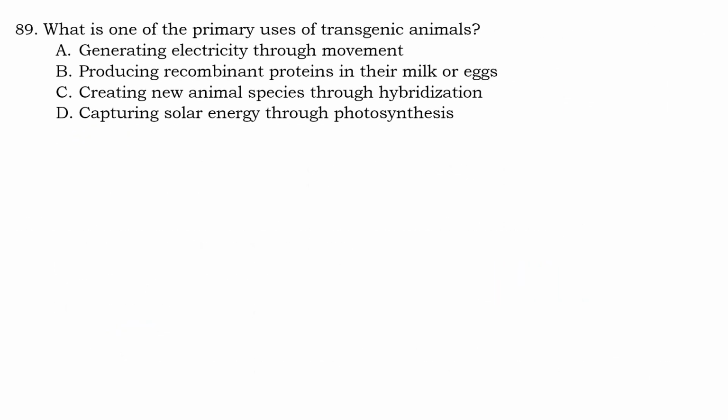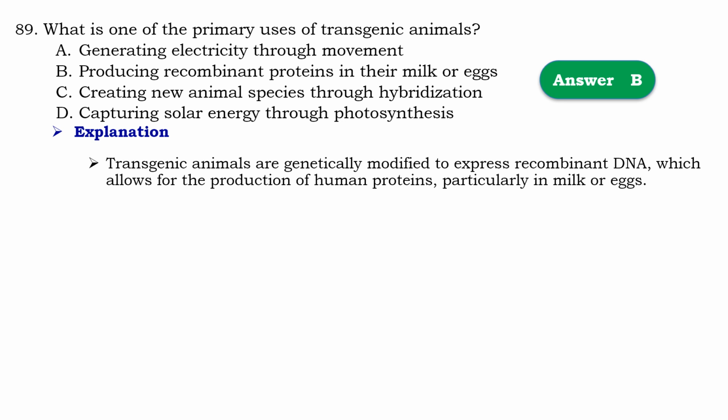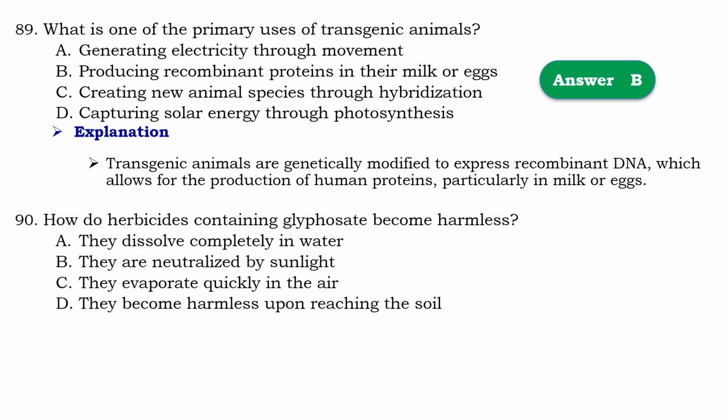Question number 89. What is one of the primary uses of transgenic animals? So that should be B. Producing recombinant protein in their milk or eggs. Means that transgenic animals are genetically modified to express recombinant DNA, which allows for production of human proteins, particularly in milk and eggs.